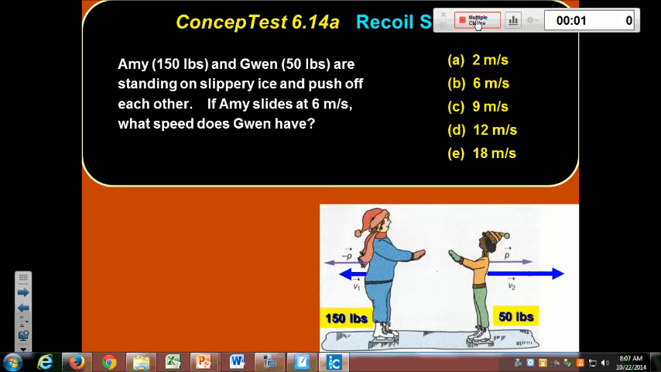Alright, it's a 1D collision. So as I said on your test, you're dealing with 2D collisions, so make sure you're up on the vector stuff.